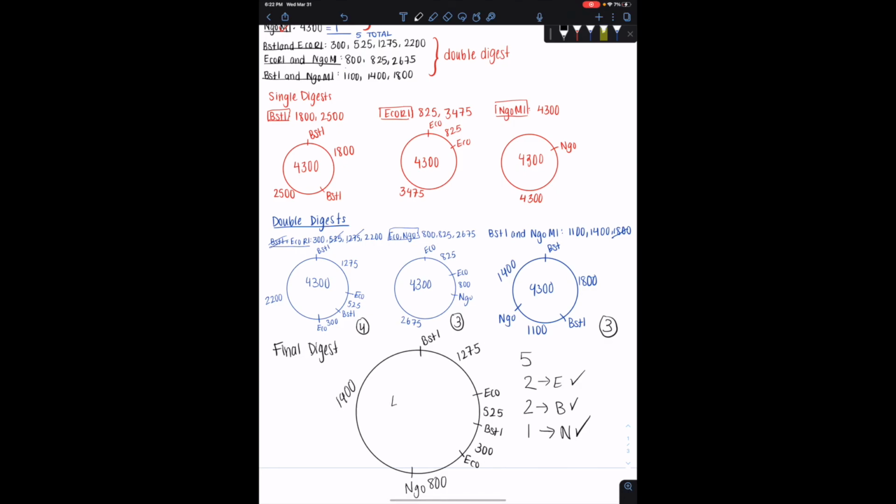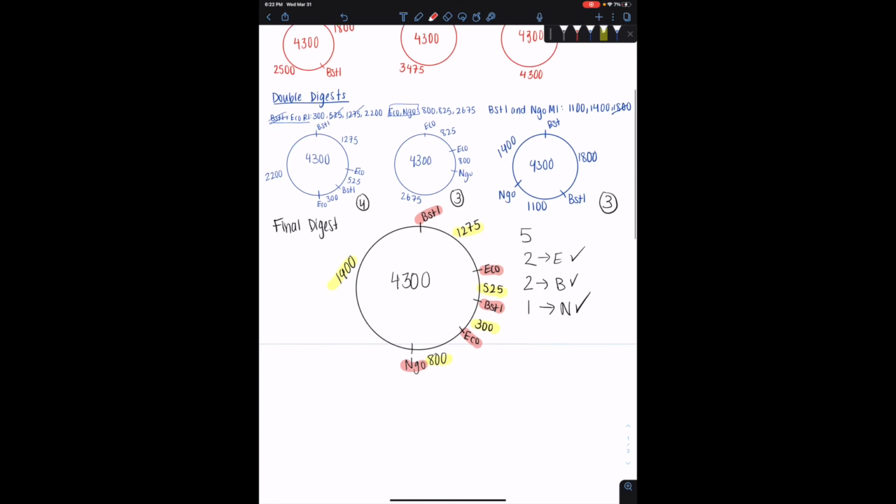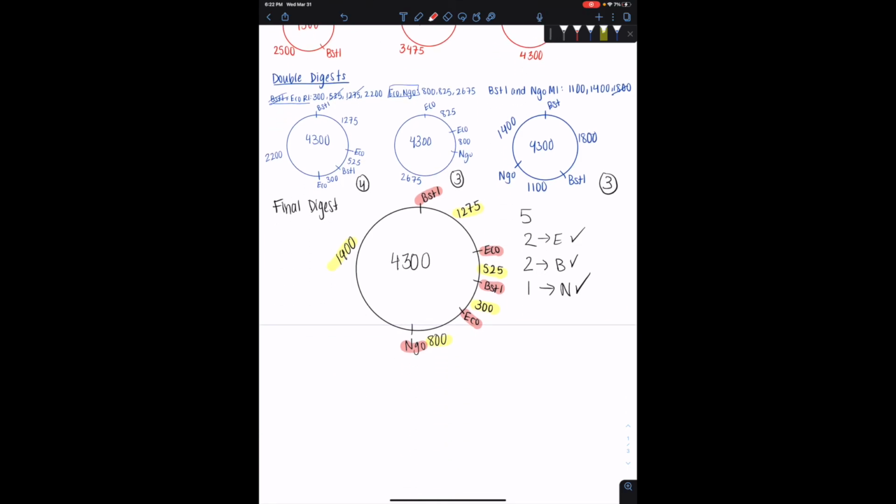So this is going to be our final digest. And usually at the end, I just highlight all the fragment sizes. And as I can see, there's 5 total fragment sizes. And then I also do a red highlight. And all the enzymes, there's 5 enzymes, so 5 cuts. So I know that in a circular plasmid, 5 cuts equals 5 fragments.